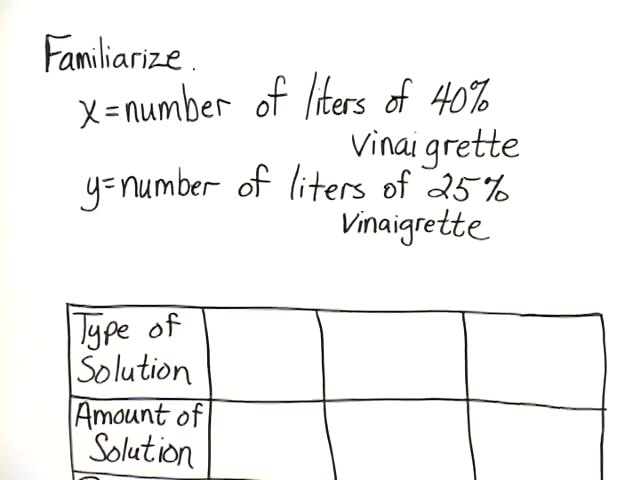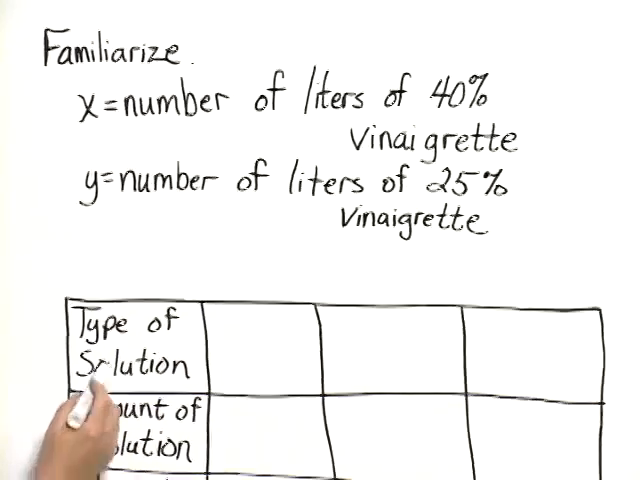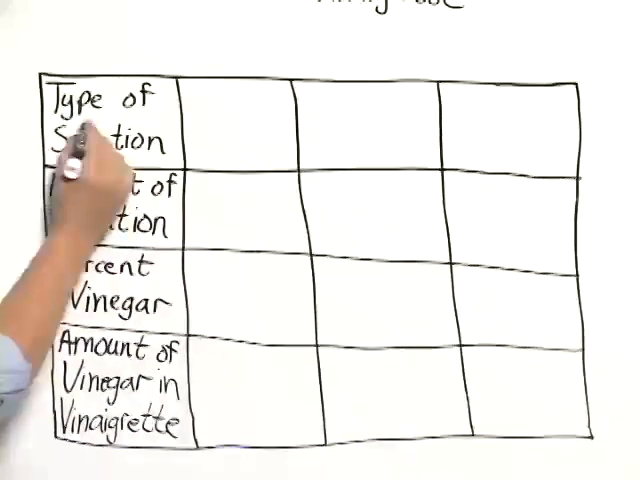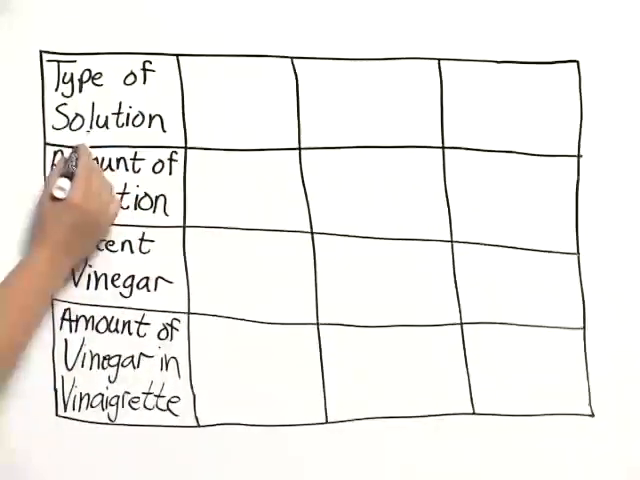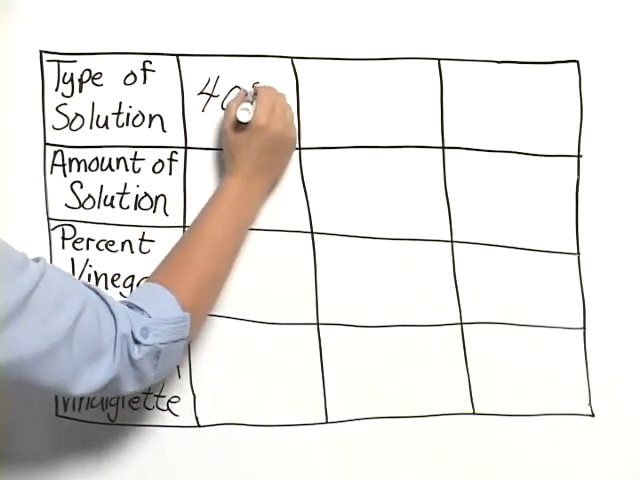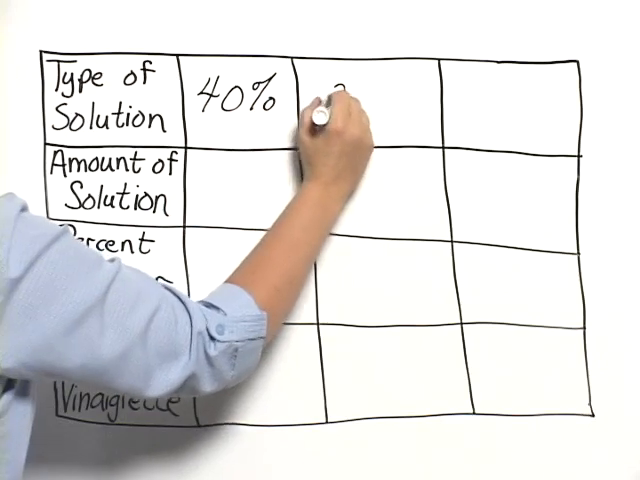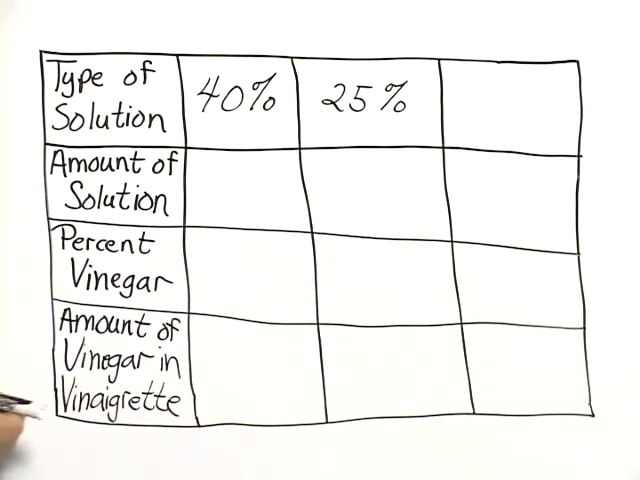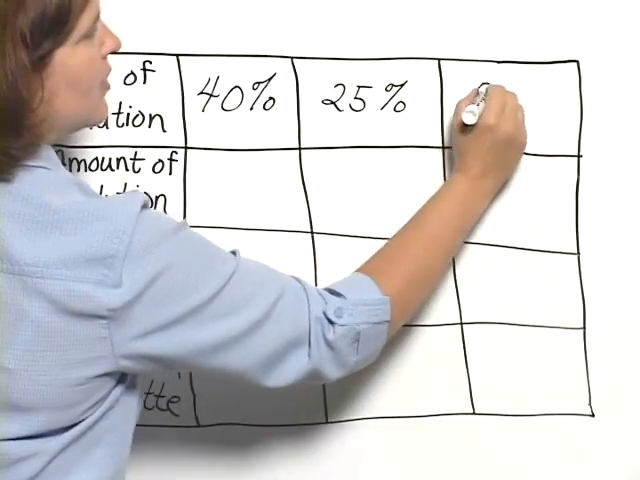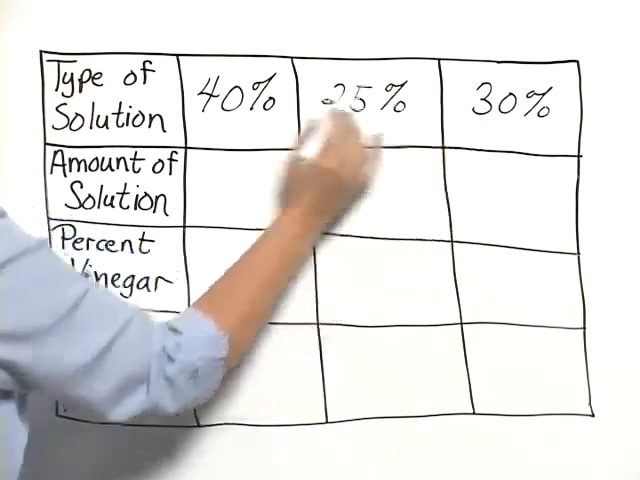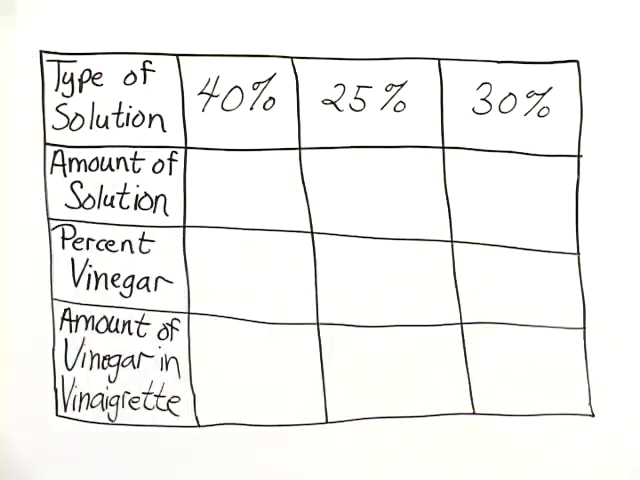Now when we translate this, we want to really organize our information in order to translate what we have to a system of equations. We can use a chart when we translate. And in all these solution mixture problems, you can have a chart that's something like this. First of all, the type of solution. Well, we're starting with two types of solutions. So we're starting with a 40% vinaigrette and a 25% vinaigrette. And we want to end up at the end with a 30% vinaigrette, 30% vinegar. So these are the three types of solutions, the two we start with and our final mixture.